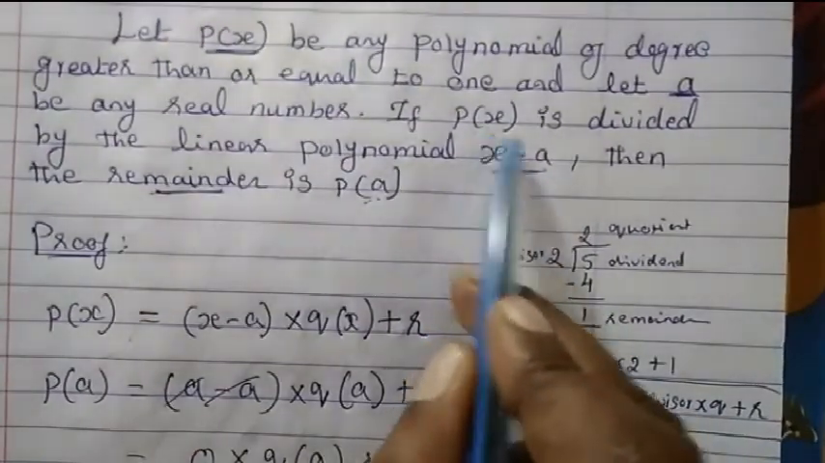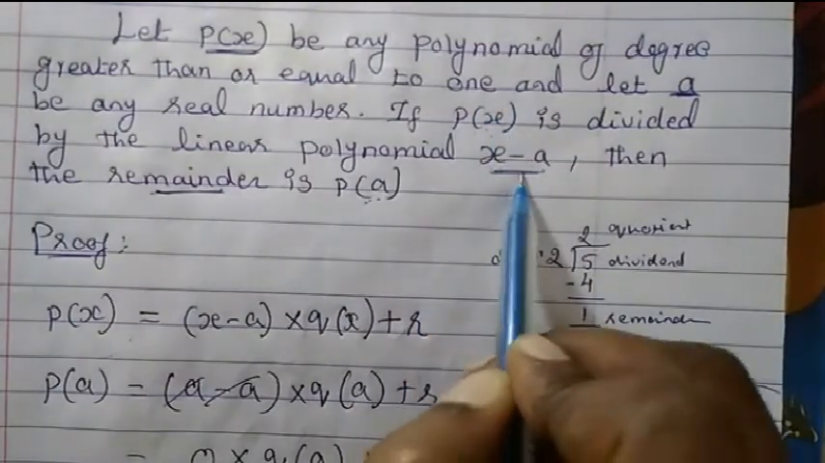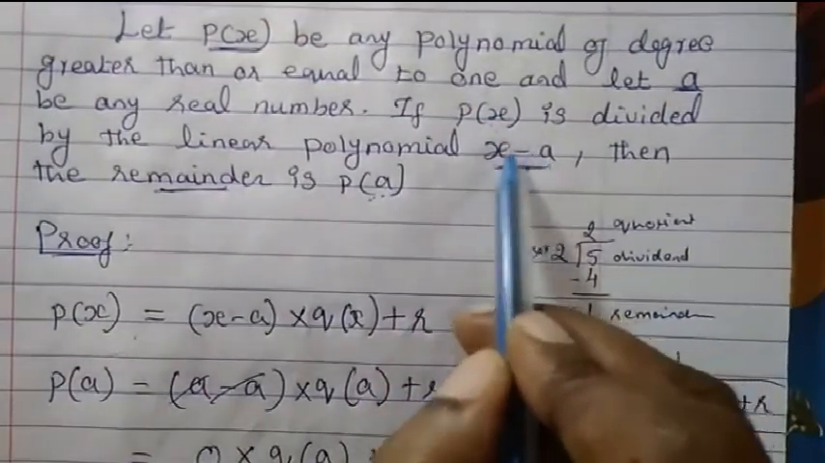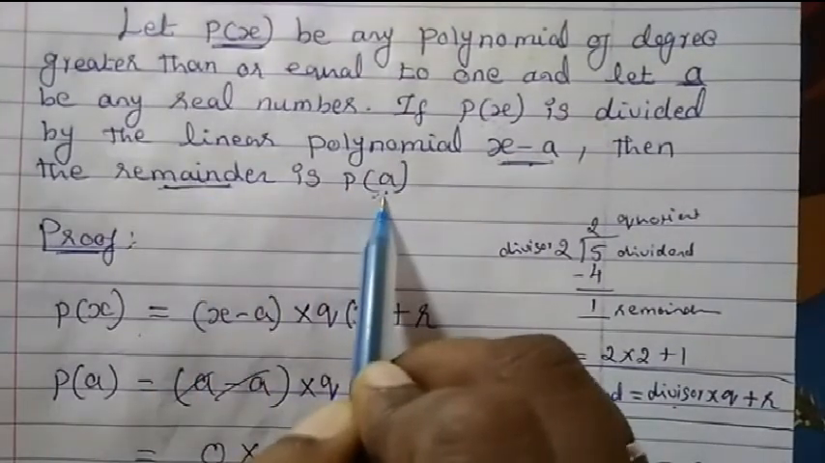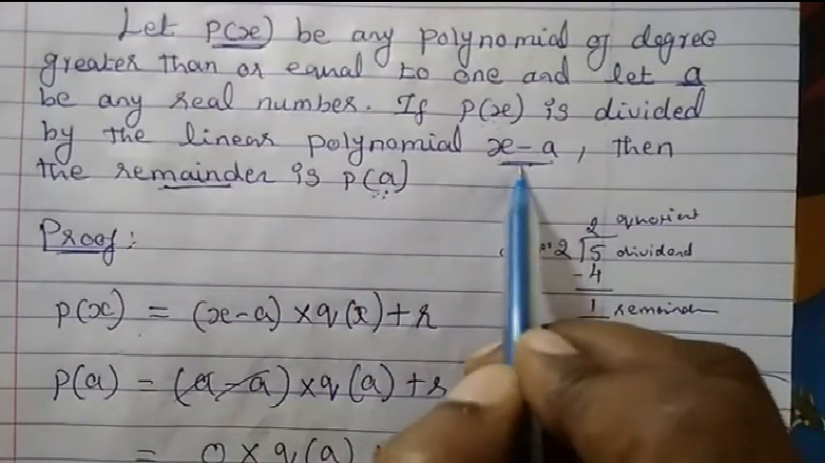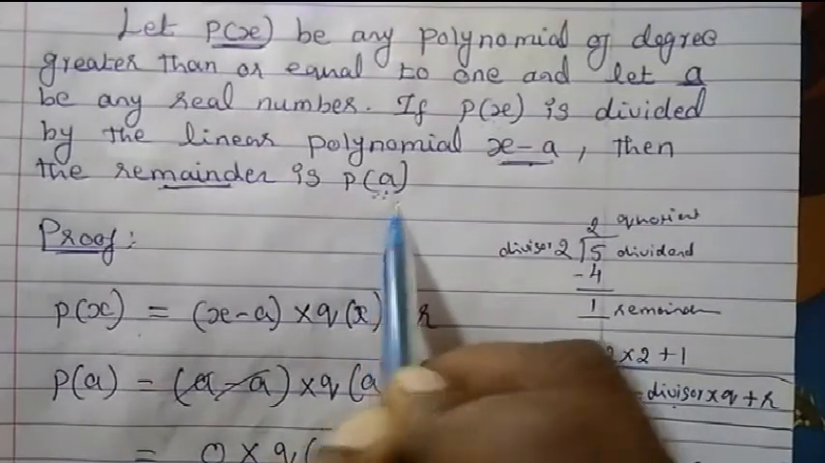So when a polynomial is divided by x minus a, the remainder will be P of a. Whatever x value you get, that becomes the remainder here.